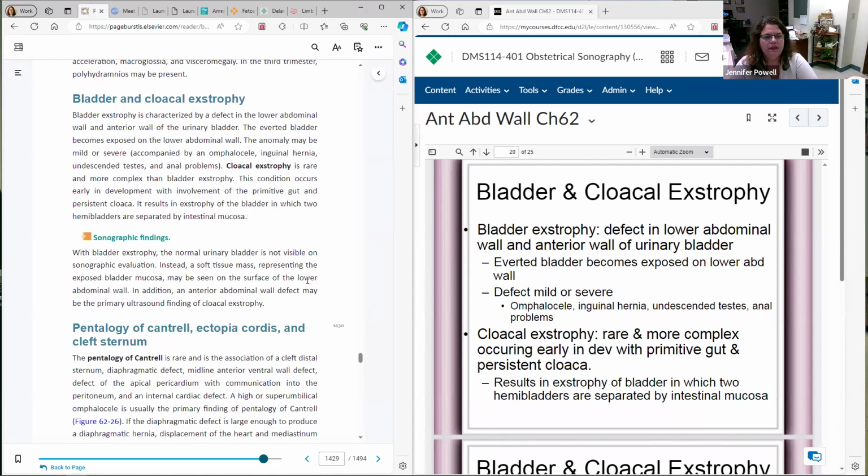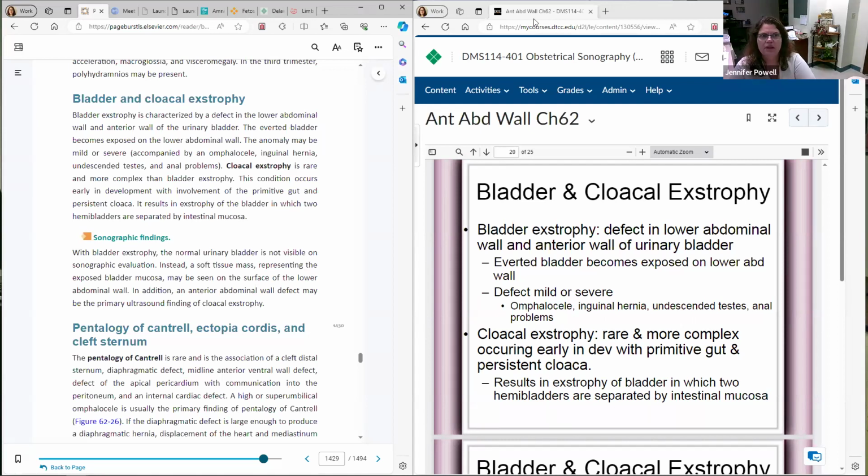So the everted bladder becomes exposed on the lower abdominal wall. The defect could be mild or severe with an omphalocele, inguinal hernia, undescended testes, anal problems. Cloacal exstrophy is rare and more complex, occurring early in development in primitive gut and primitive cloaca, persistent cloaca, and results in exstrophy of bladder in which two hemibladders are separated by intestinal mucosa.